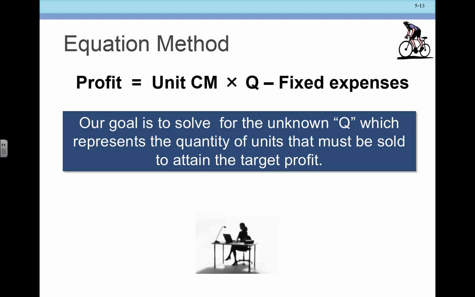So if I want to earn $80,000, I'm trying to solve for Q here. I've got to take how much each unit contributes towards covering fixed expenses and net profit times the number of units, minus my fixed costs, and you're solving for Q.